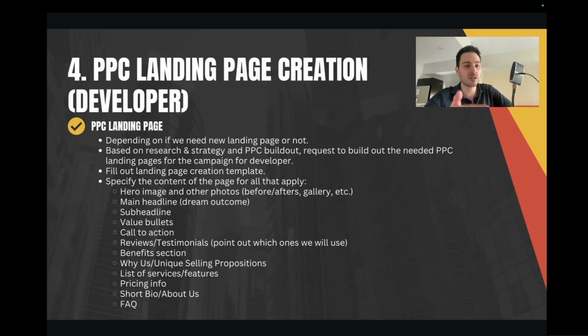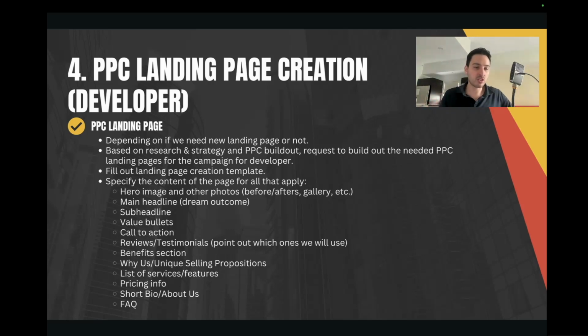Not everything that you see here goes into every single landing page, but we want to add as much as possible. So calls to action, reviews, testimonials. Sometimes we just need to point out to the developer which are the ones that we're going to be using. So for example, we go to the Google Business Profile page and we find some great testimonials that we think should be highlighted in the page. So we might include specific sentences from specific reviews. So that's what we mean by pointing out which ones we'll use.